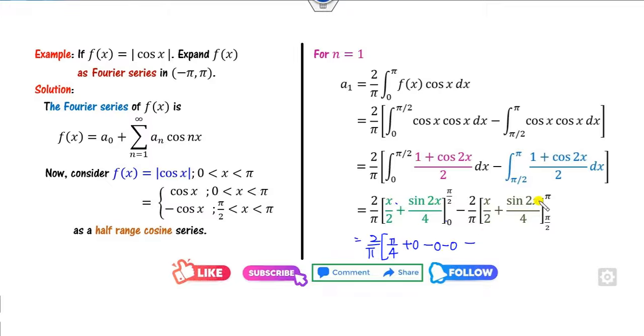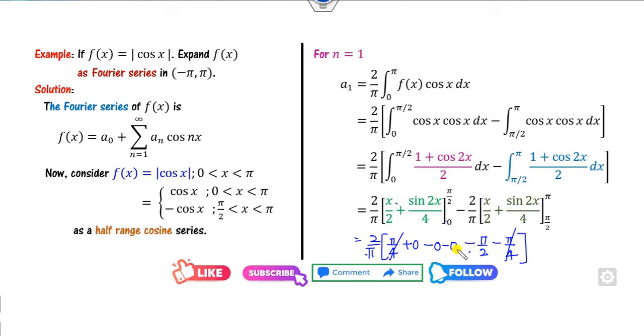Minus, I can take 2 over pi common. It is pi over 2. Sine 2 pi is 0. It's pi by 4. Sine pi will be 0. Now you can see this number will be cancelled out. This number will be minus 1.